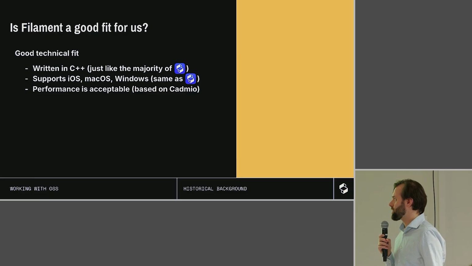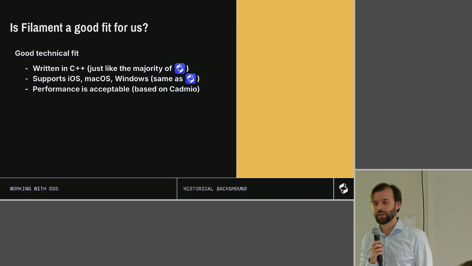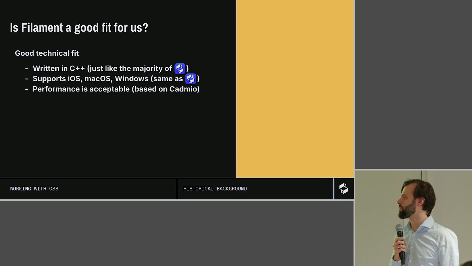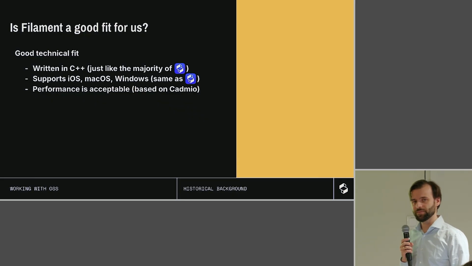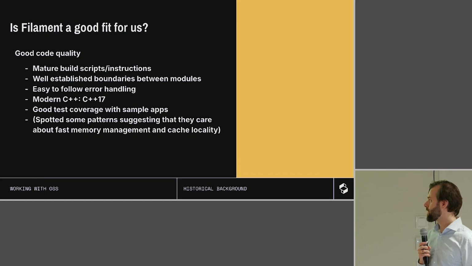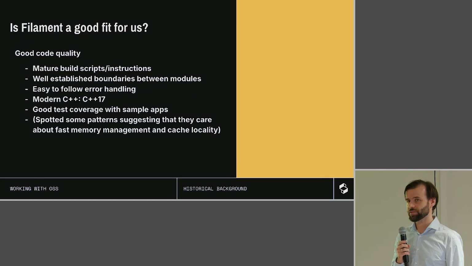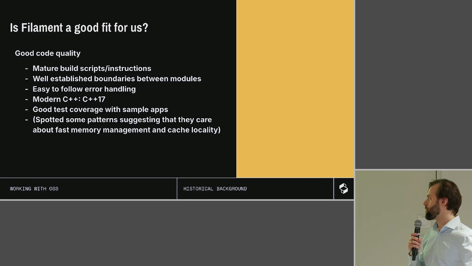From a technical perspective, it was a good fit because it was written in C++, like the majority of Shaper 3D, especially the rendering code of Shaper 3D is written in C++. It supported the same platforms, iOS, macOS, Windows, and performance seemed acceptable based on Cadmio, which is an important factor for a rendering engine. Okay, what else? Code quality looked okay. Actually, it looked good. Yeah, the build scripts were easy to use.